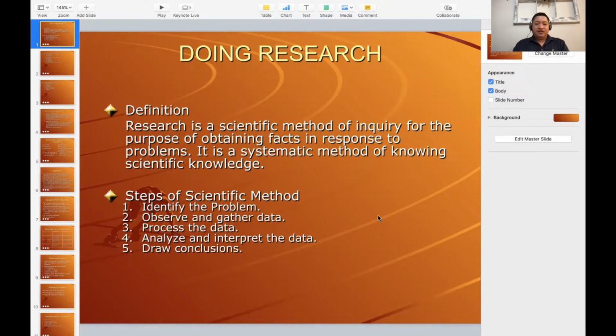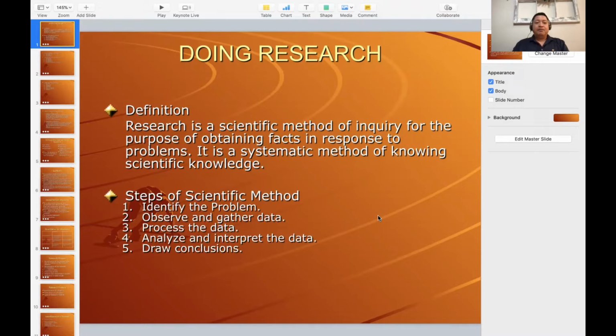Let us discuss the steps of the scientific method in order to understand more a scientific research. Number one, identify the problem. So, what problem you think is worthy to be investigated? Number two, observe and gather data. So, you must collect information regarding the problem to be investigated.